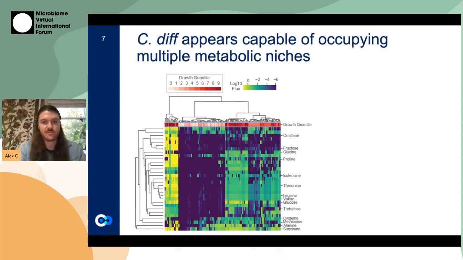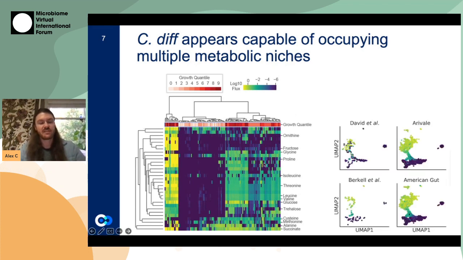Furthermore, we see several metabolites that have been empirically associated with its growth in vivo that show up in these predictions. Those include trehalose and ornithine. Importantly, we also see that a number of sugars and amino acids seem to make up the set of metabolites that seem to be preferred by C. diff in these predictions.